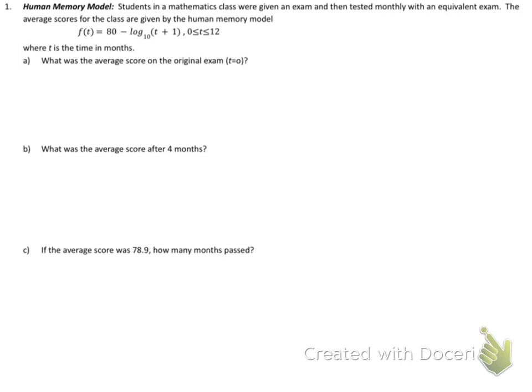Okay, so what we have here is a formula that is scores for the class for a human memory model. It's from 0 to 12. Time is in months. So it's basically for the first year. What's the average score in the original exam?